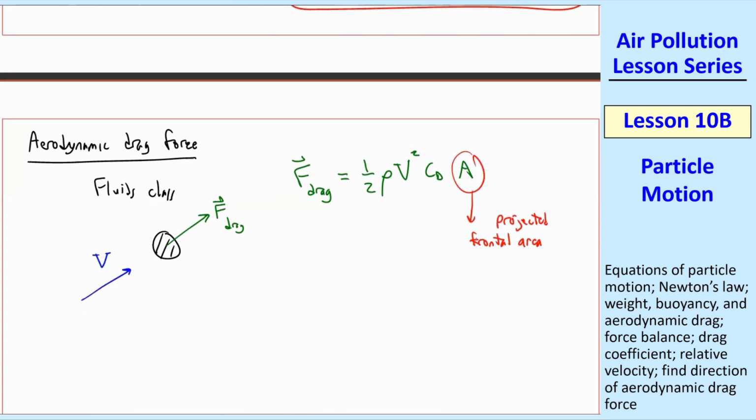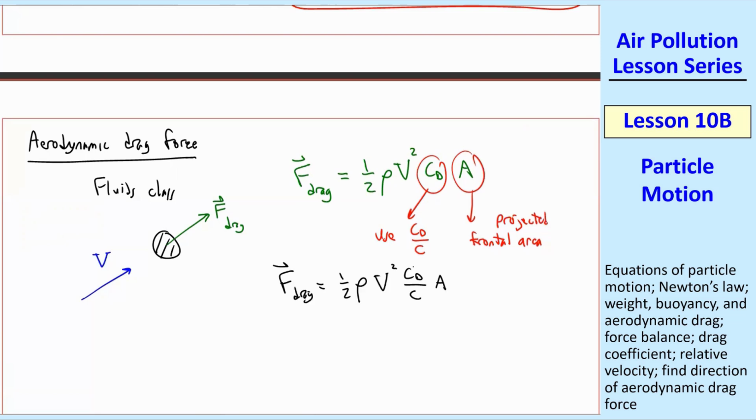For a sphere, of course, that's just a circle looking straight at the sphere. If it's a car, you look at the car coming straight at you and look at the area that represents the frontal area. Well, the only thing we're going to do different is instead of CD, we're going to use CD over C, where C is the Cunningham correction factor. So we rewrite this as F drag is 1/2 rho V squared CD over C times frontal area.